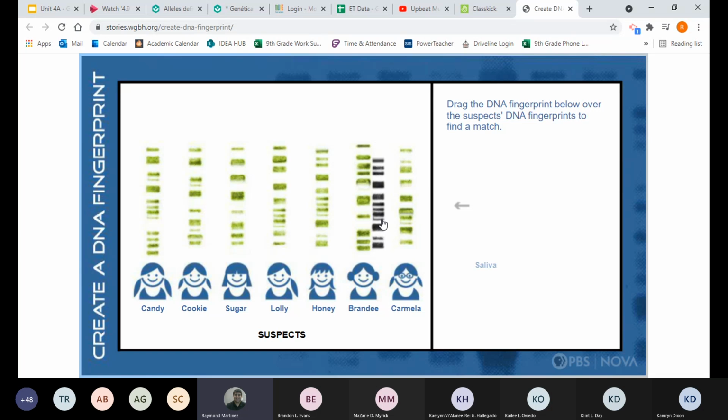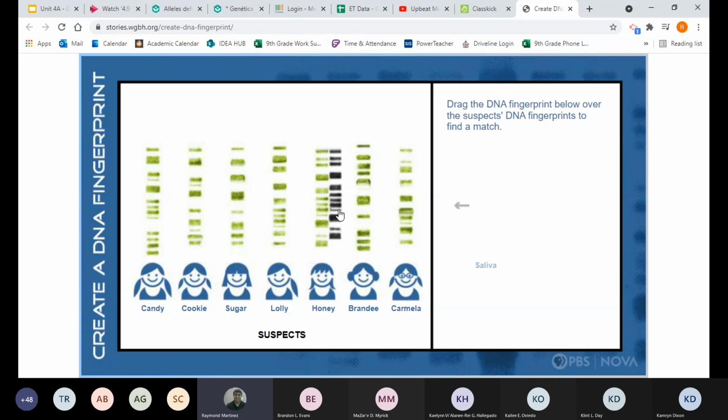I see some similarities, but it's definitely not Brandy. Whoa, that looks like a pretty clear match. But just to be thorough, you go to everybody else. Not Lolly, not Sugar, not Cookie, not Candy. Honey is the exact match. So notice how we have the exact match, right?